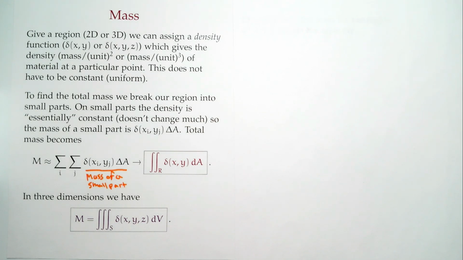There's nothing special about two dimensions, though. The same philosophy, the same idea, works in three dimensions. So we can say that the mass of a solid is: you integrate over the solid the local density times dV.